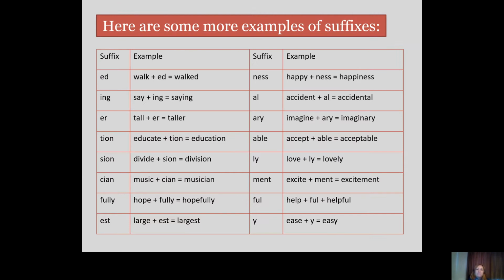Yeah. Some more examples of suffixes then, and there's lots of them, but these are just some of the more commonly used ones. So walked, ed, walking, ing, er, taller, shun as in education, shun as in division, shun as in musician. Again, 3 different spellings there. Back to phonics. Fully, est as in largest, ness as in happiness, al as in accidental, ary, imaginary, able, ly, ment as in excitement, ful as in helpful, and y on its own as in easy. Okay. There are more, but that just gives you an example of some.